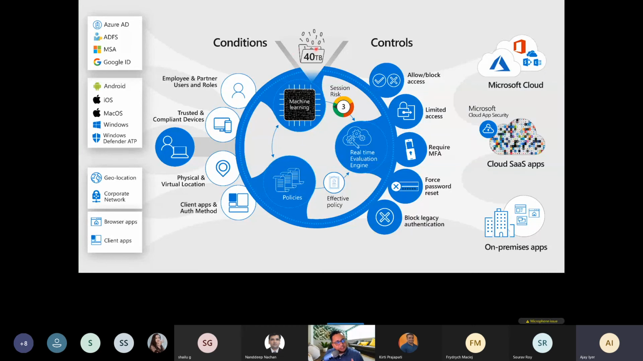So what machine learning is saying is, I have all that data. I have data about your login behaviors, your devices, your IP addresses, your applications. I'm going to apply ML on this and start generating a risk score. There is a session risk score and a user risk score.